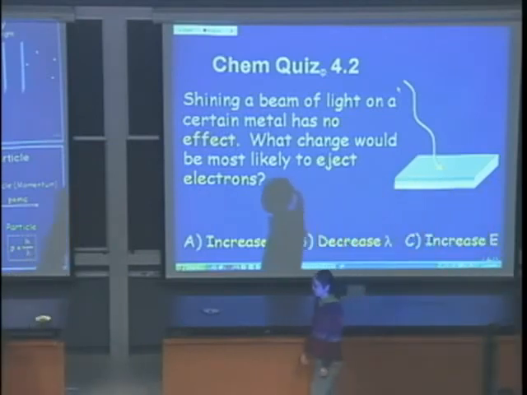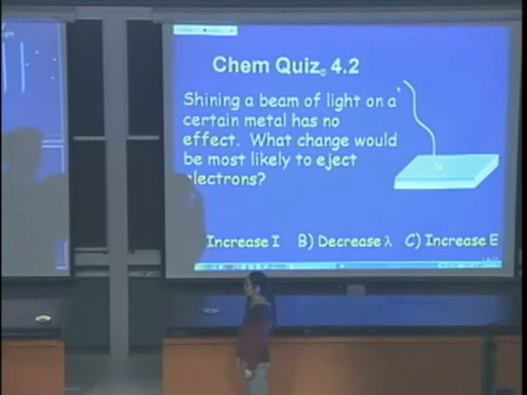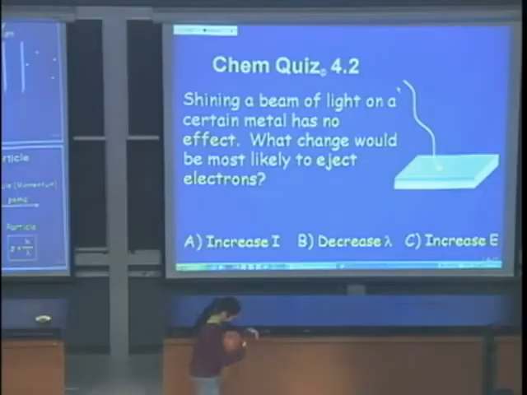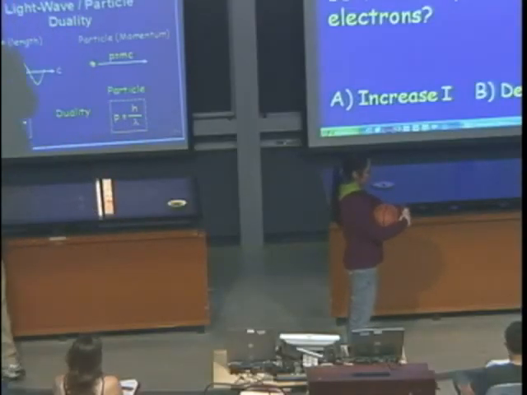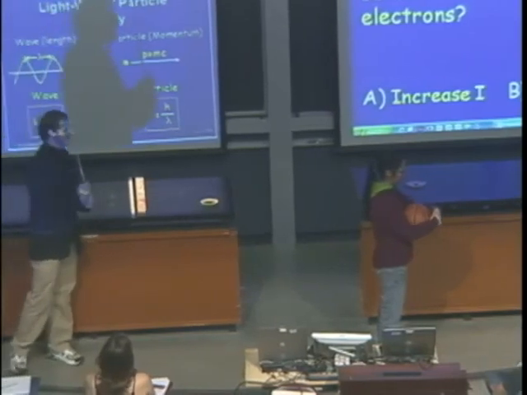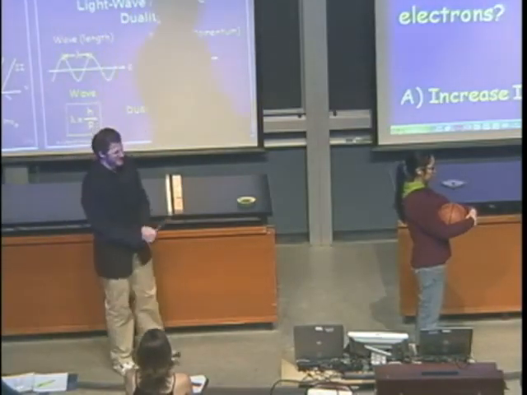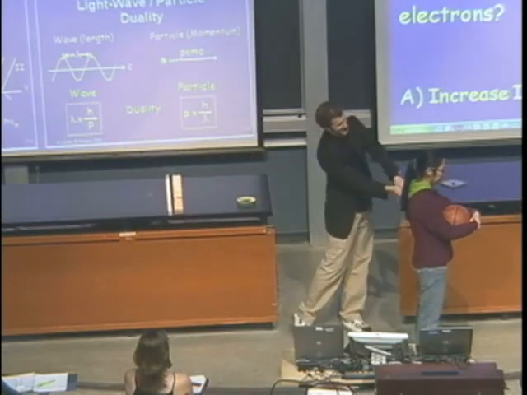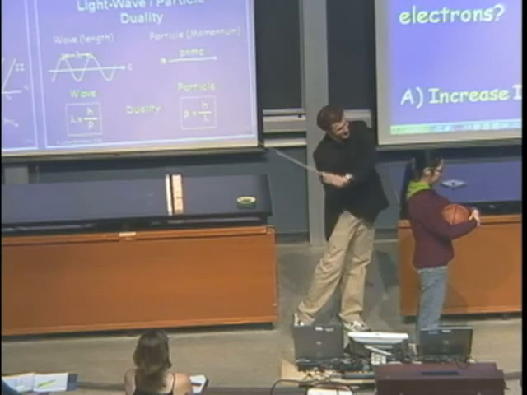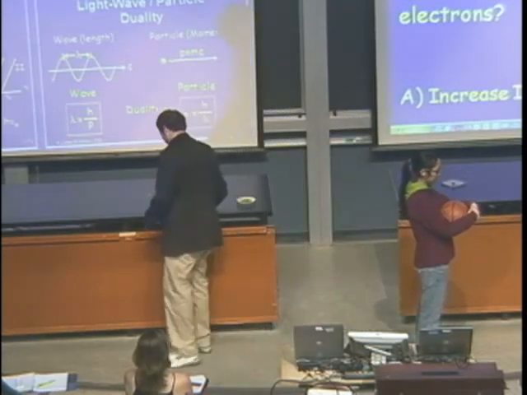So I've got my basketball. Let's say my basketball is like my electron. And Karen is my metal. Turn around. So I want to knock that basketball off of her. Let's say I start with the small stick. This isn't very big. This doesn't have very much energy, does it? So if I get her with that, this is not going to work. I can't hit her hard enough with this to get her to let go of the basketball.